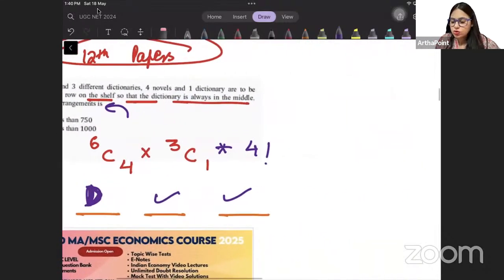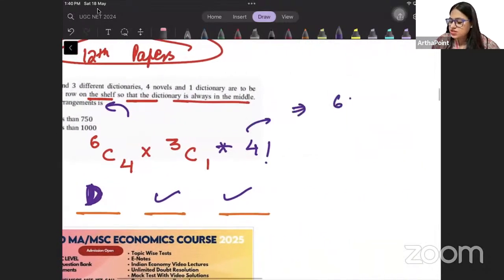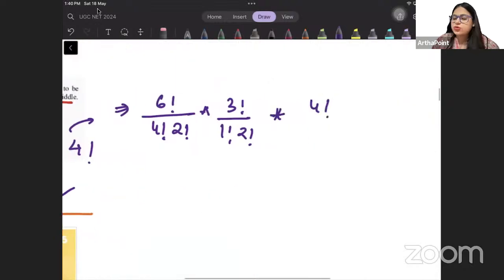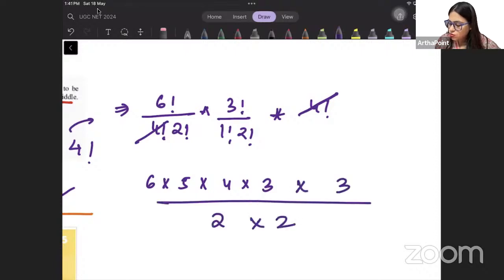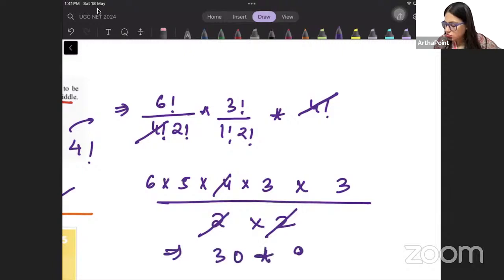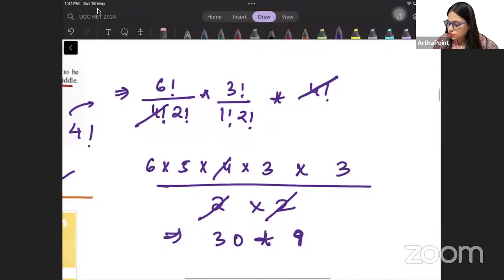So what will this answer come out to be, beta? So this answer will come out to be 6 factorial by 4 factorial 2 factorial, times 3 factorial by 1 factorial 2 factorial, into 4 factorial. Cancel, cancel. This is going to be 6 into 5 into 4 into 3 into 3 by 2 into 2. That means I will get this as 30 into 9.